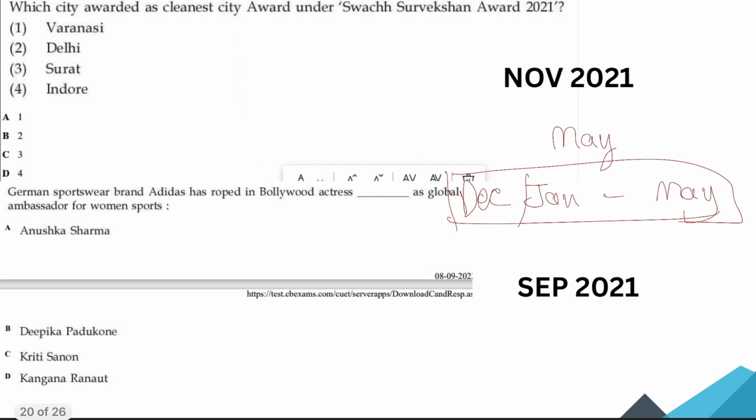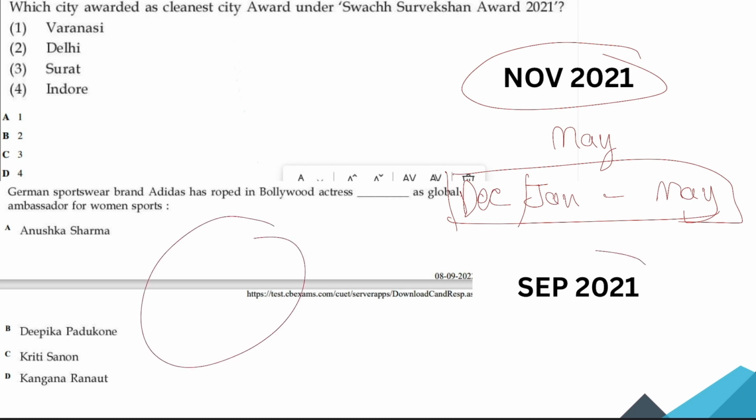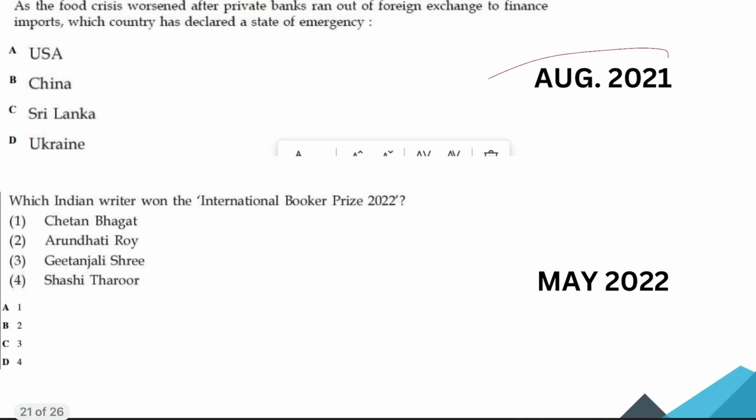But as you can see, this question was asked in CUET 2022. This is from November 2021. Again, this question was from September 2021. This question is from August. As you can see, these are all previous year questions.